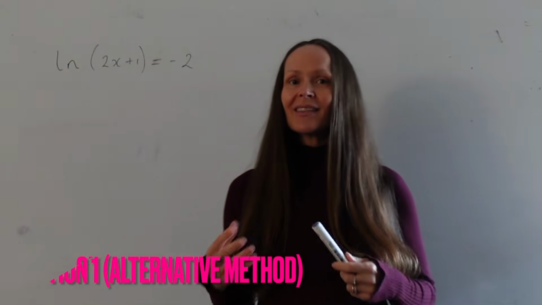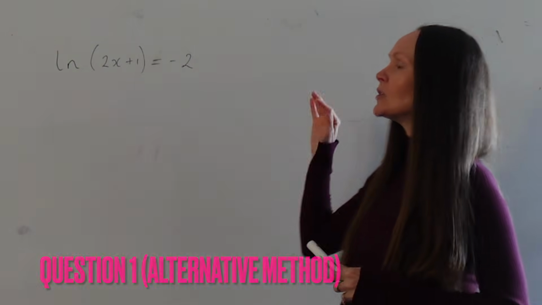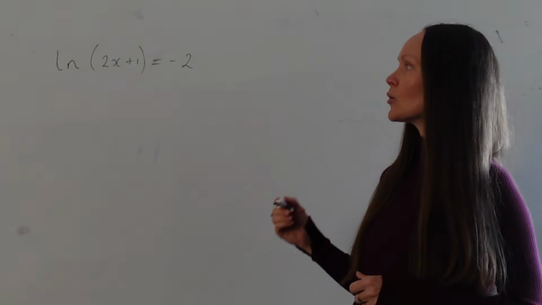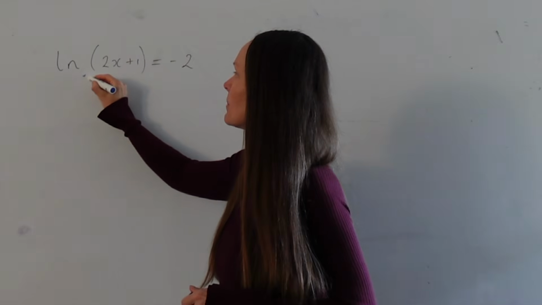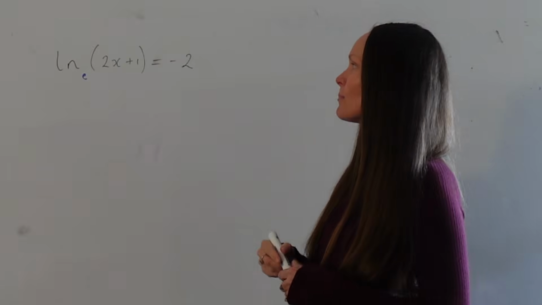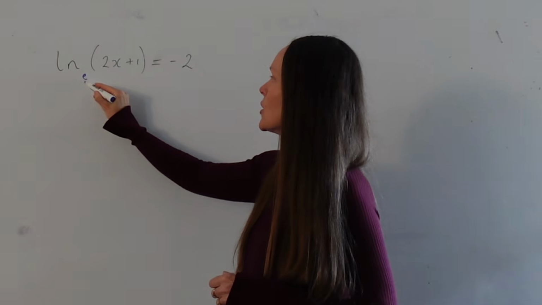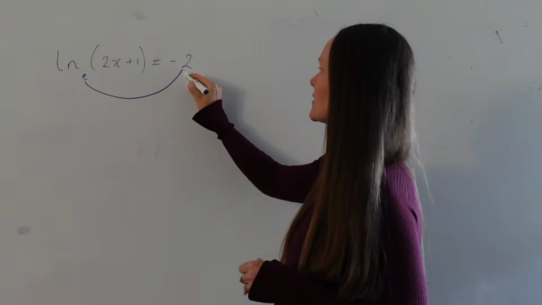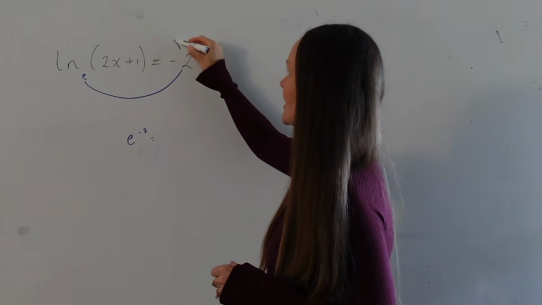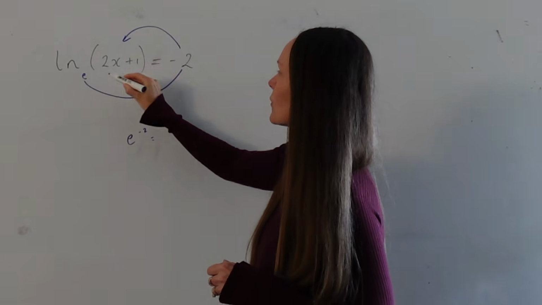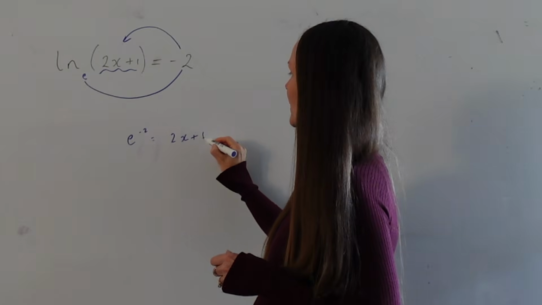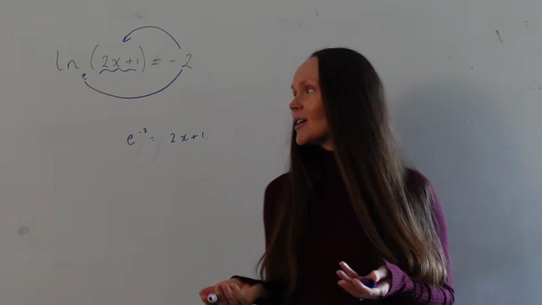Before we move on to the next example, I just want to show you an alternative method for solving this same equation. Remember, the natural logarithm, ln, has a base number, e. When you work out the value of a logarithm, you take that base number, in this case e, and raise it to the power of this number here, negative 2. When you do that, it equals what's inside the logarithm, the argument here, 2x plus 1. So straight away, we have the same equation that we worked out earlier.